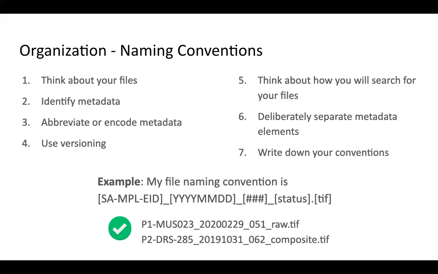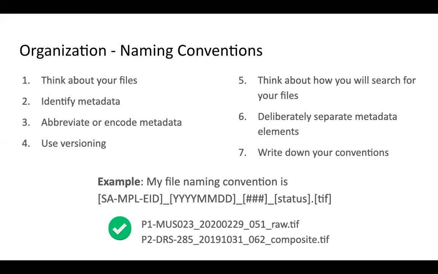So recall our best practices for naming conventions. First, think about your files or groups of files that you're going to be generating naming conventions for. Identify metadata crucial for you or someone else to identify the contents of that file. Abbreviate or encode metadata to ensure you include everything you have and document those codes. Use versioning in the file name if appropriate.